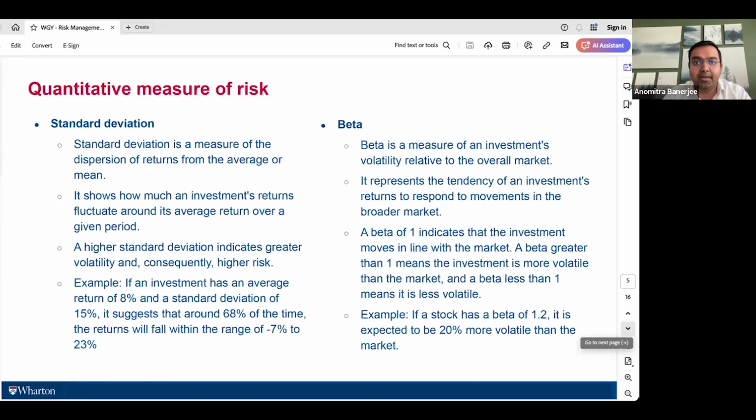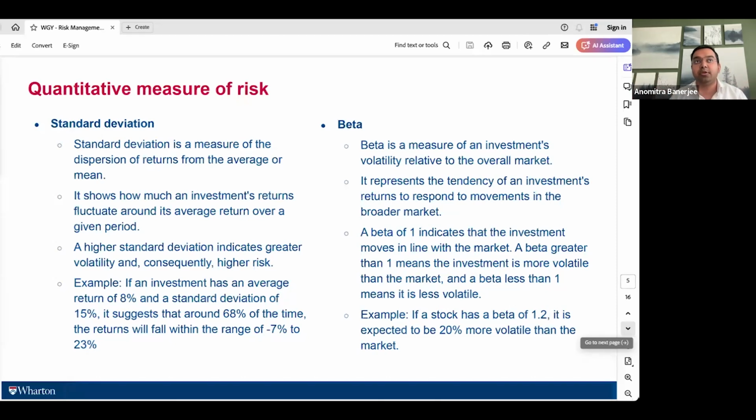The other is the beta. The beta is nothing but a measure of an investment's volatility relative to the overall market. So it represents the tendency of the investment's return to respond to movements in the broader market. I was teaching this to the folks in the class the other day. If a stock has a beta of 1.2, it means that it is expected to be 20% more volatile than the market.